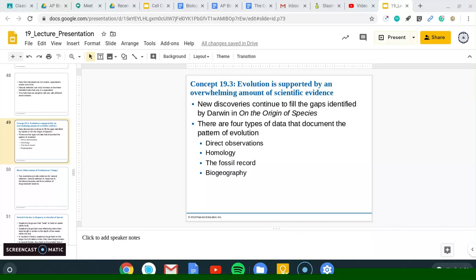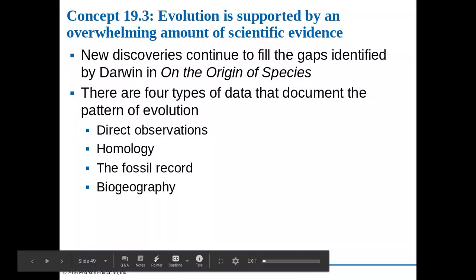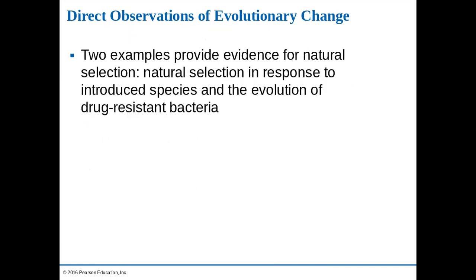Now that you understand what Darwin's theory of natural selection actually is, you're probably saying to yourself, okay, well, how can we know that this is true? And so this last section in chapter 19 is about the evidence that we've found for evolution. There are basically four types of data that we have as evidence that evolution has occurred. The first being direct observations of the world around us. Second is homology, and I'll explain what that is. Third would be the fossil record, and then finally, biogeography.